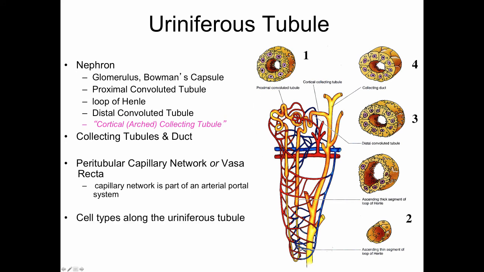We want to talk about the cell types along the uriniferous tubule. So we'll talk about cell types in the proximal convoluted tubule, in the ascending thin limb of Henle's loop, and the ascending thick segment of Henle's loop, and the distal tubule, distal convoluted tubule, and the collecting duct.